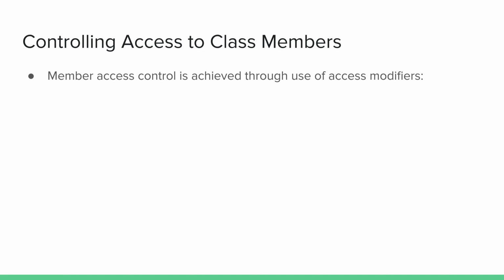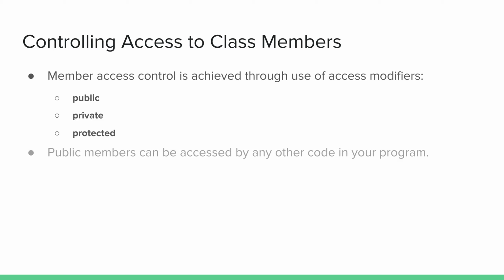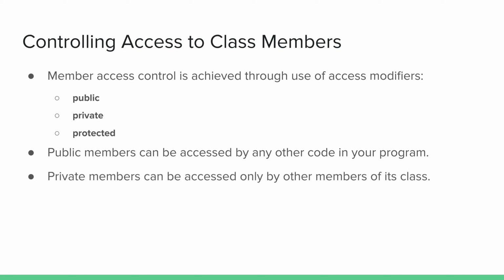Members access control is achieved through use of what we call access modifiers. As we saw a little earlier, public, private, and protected, which we're not going to talk about today. Public members can be accessed by any other code in your program. Private members can be accessed only by other members of its class.